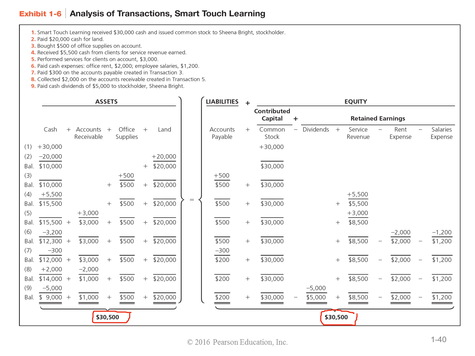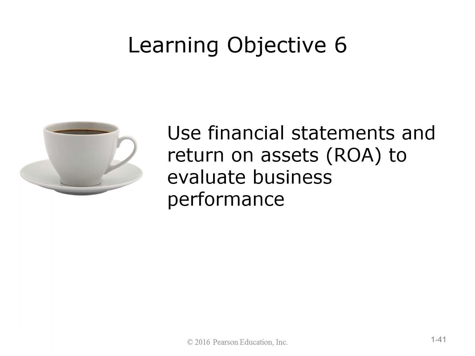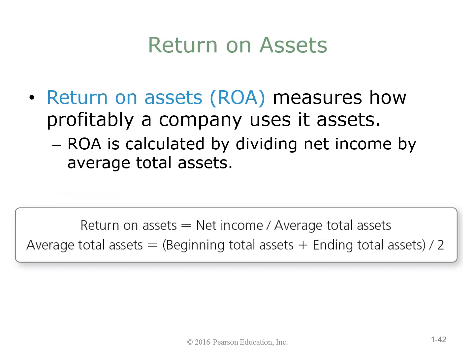To be sure that all the transactions have been recorded. At the end, this is using financial statements and return on assets to evaluate the business performance. This is one of the main ratios that we use in order to measure the profitability of the company, and it comes by dividing the net income of the company, revenue minus expenses, over the average total assets, and the average total assets is beginning total assets plus ending over 2. By that we ended chapter 1.